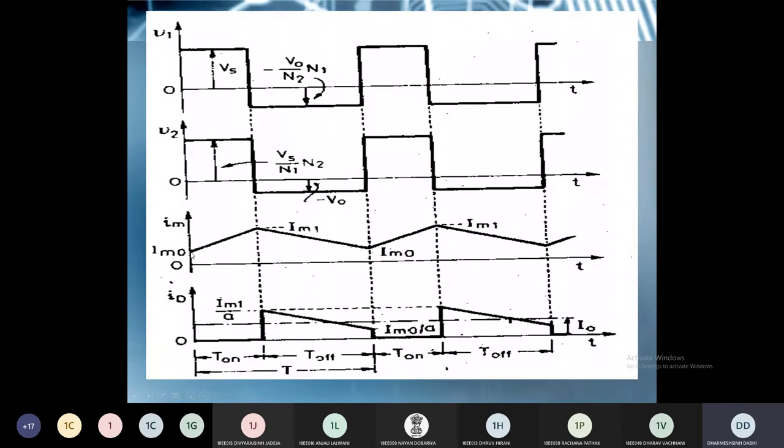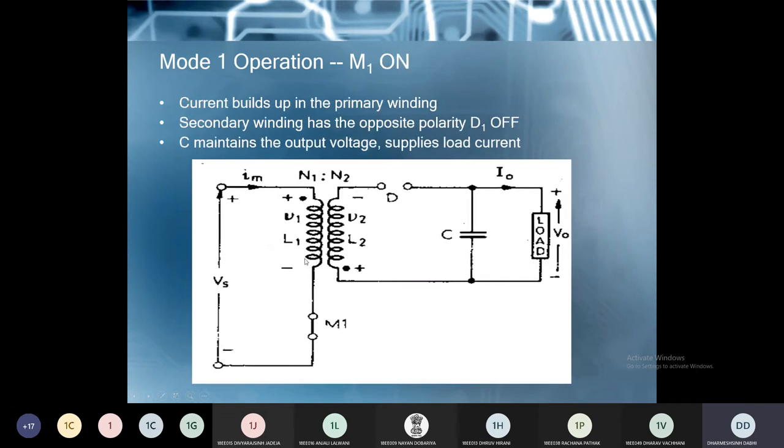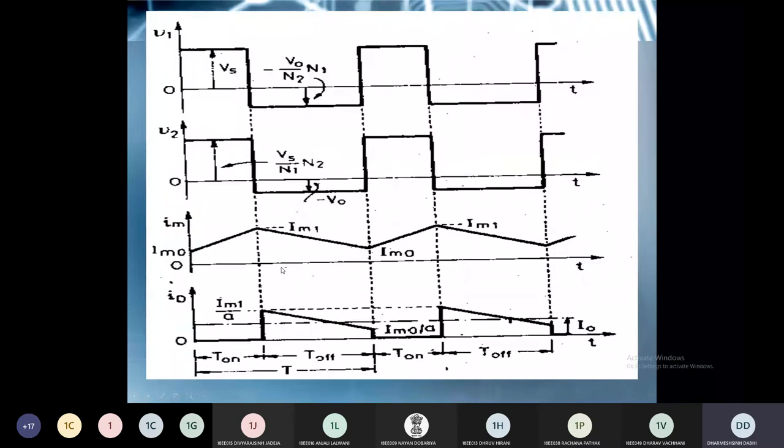Here we assume that the transformer magnetizing current does not become zero after the completion of one cycle. One cycle means T on plus T off. So in one cycle your magnetizing current is not completely discharged. So you can see that at the starting of this cycle the magnetizing current starts from some positive value, meaning that in the previous cycle the transformer was energized, so at that time it has this value. Then when M1 is on, current flows in the transformer winding and the magnetizing current increases gradually. Your transformer winding is just like an inductor, so the current increases gradually, you can see.